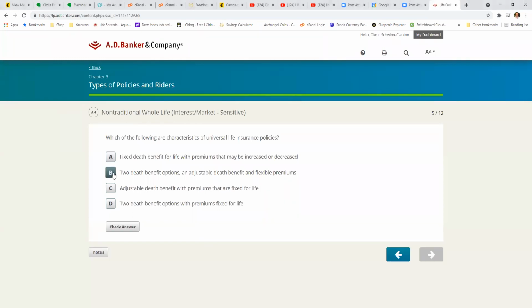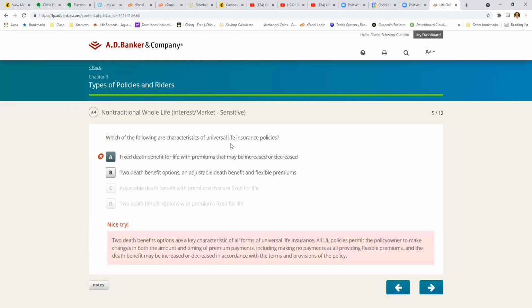Is it A? Maybe it's A. It's A or B. So I know it's A or B. So you said A, fixed death benefit for life with premiums that may be increased or decreased. Could be. Let's see. It was B. Okay. So which of the following are characteristics of universal life insurance policies? So my gut was a little bit better than yours. So my years, it led me to the right one. So now we're all going to know the answer.